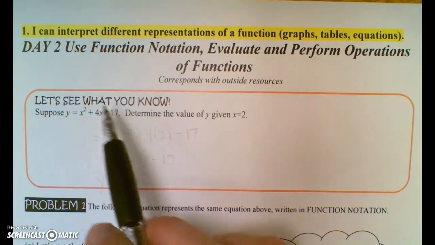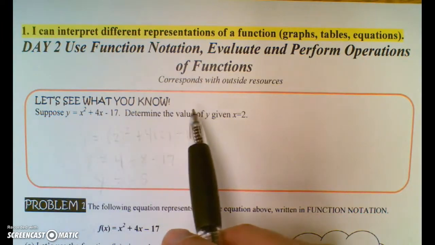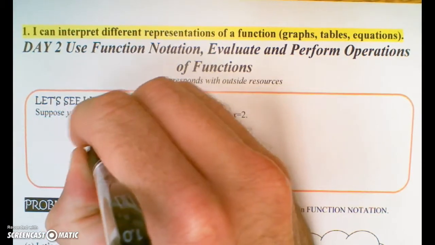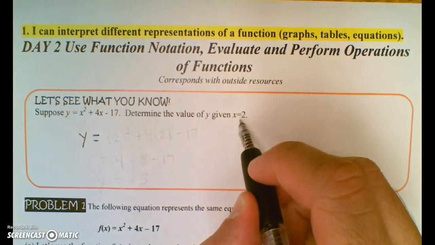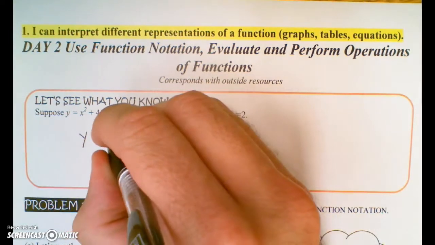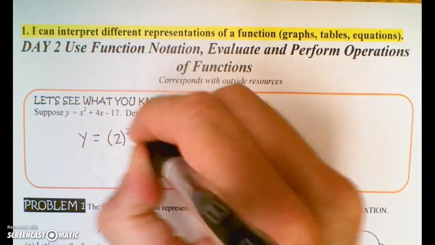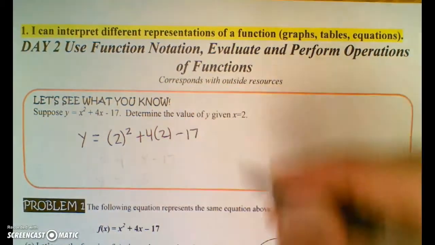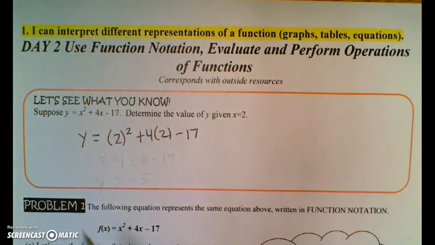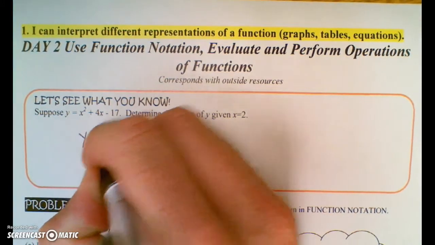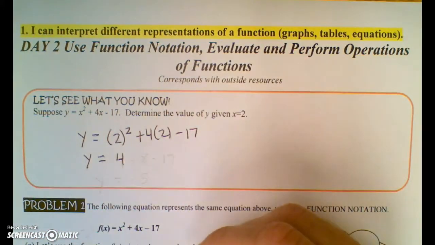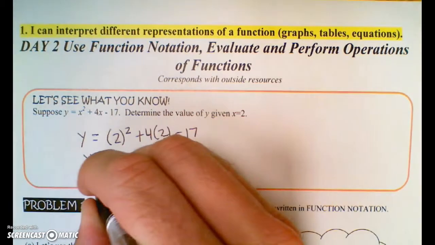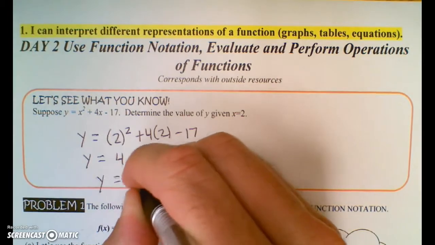Suppose you have this equation. Determine the value of y given x equals 2. You probably remember this from Algebra 1. But in this problem, all I'm doing is substituting in 2 for x into the equation. So everywhere I see an x, I'm going to replace it with a 2. And then you just use your order of operations to solve. 2 squared is 4. 4 times 2 is 8. And then minus 17. So your final answer is negative 5.